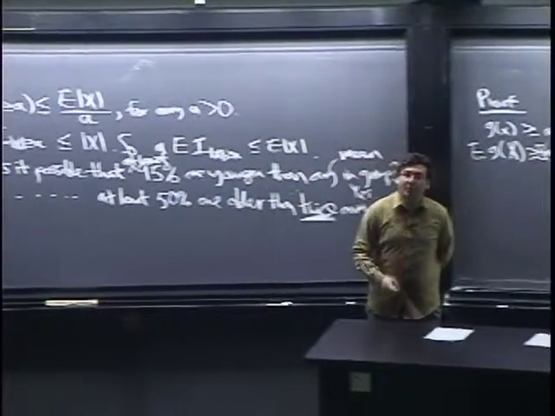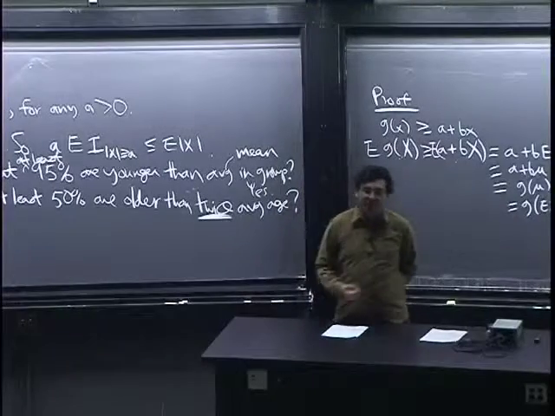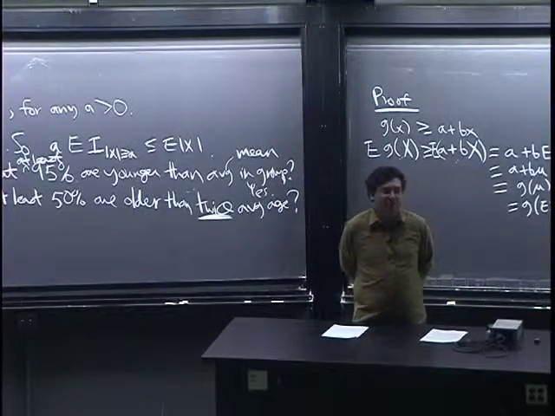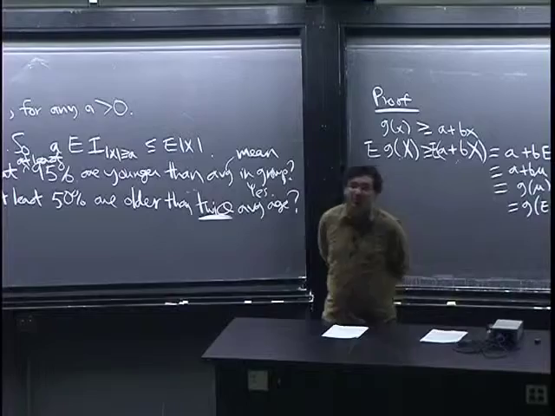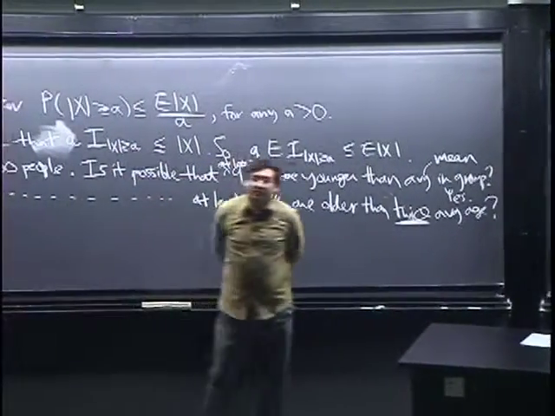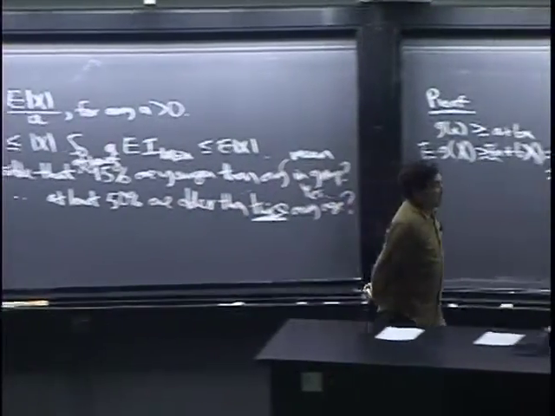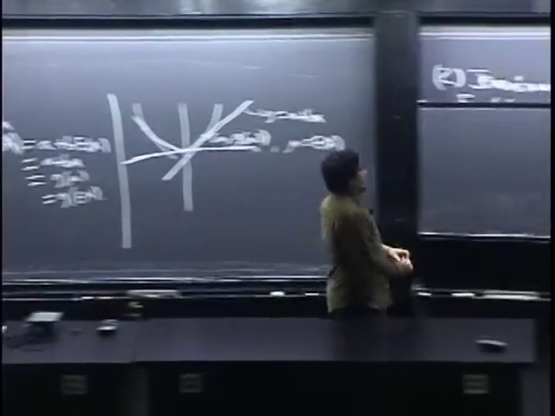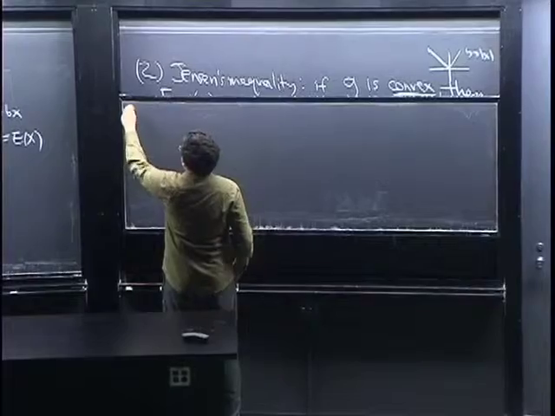be more than triple the average age, and so on. That is exactly what Markov's inequality says. So that's the intuition. All right, so our last inequality is Chebyshev, which is another famous inequality.